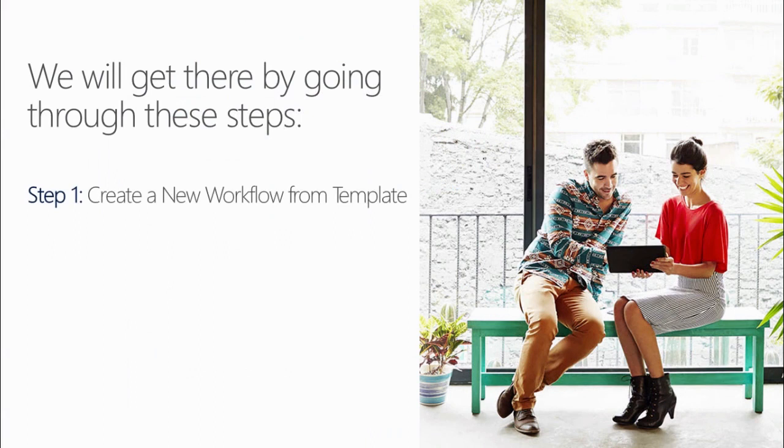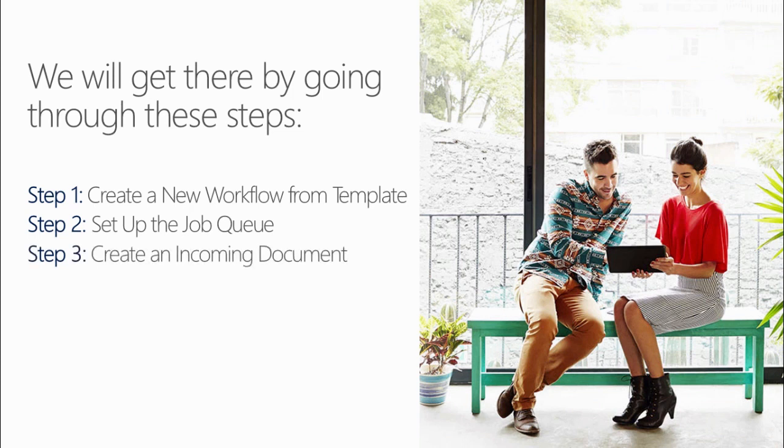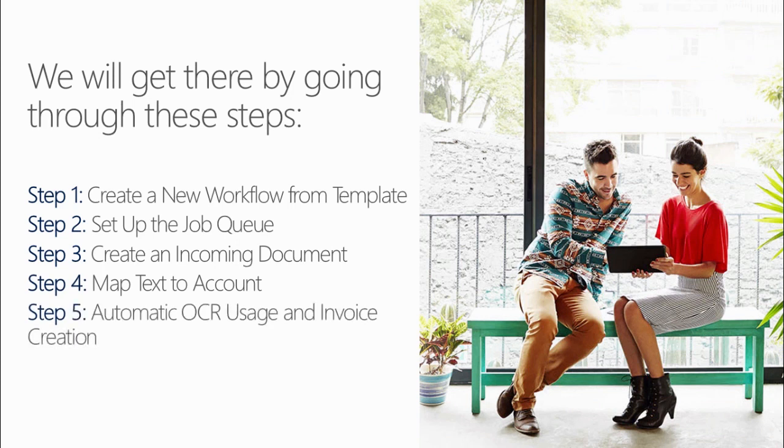First of all, I will create a new workflow from a template. Then I will set up the job queue. I will create a new incoming document in step 3. Then in step 4, I will use the map text to account function. And in step 5, I will demonstrate the automatic OCR usage and invoice creation.